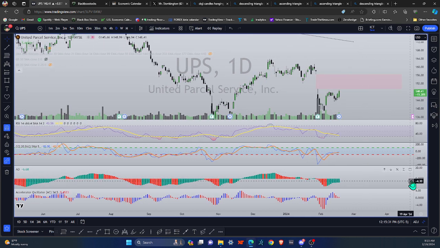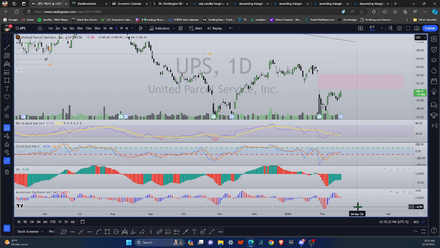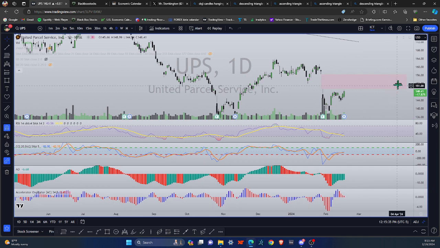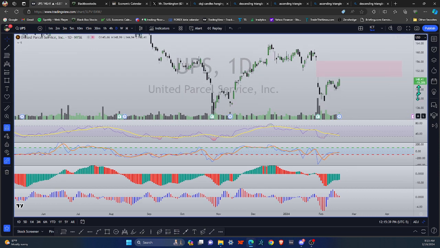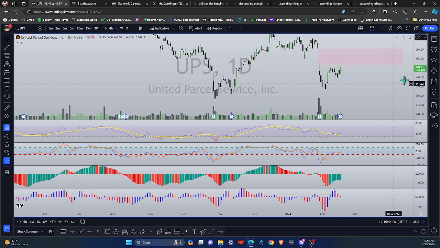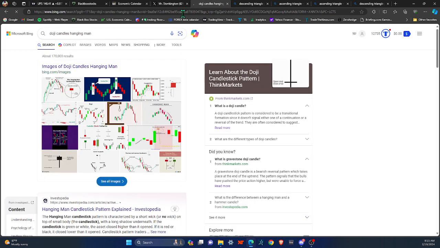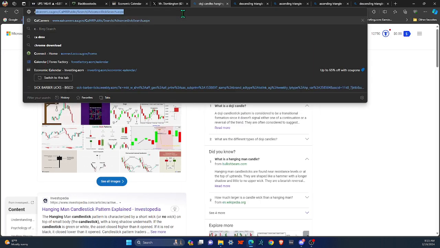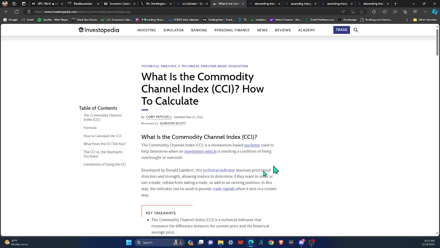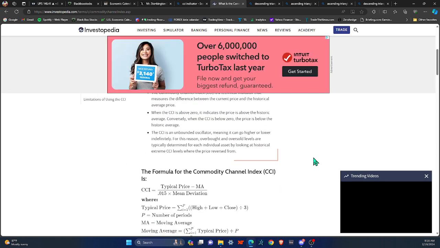So I'll throw the... I like to use these as well for momentum. So here I've got, this is kind of my favorite one, is CCI. This is the one I'll use, which is similar to the RSI. Let's take a look at it real quick. Commodity channel, momentum based. Let's look.